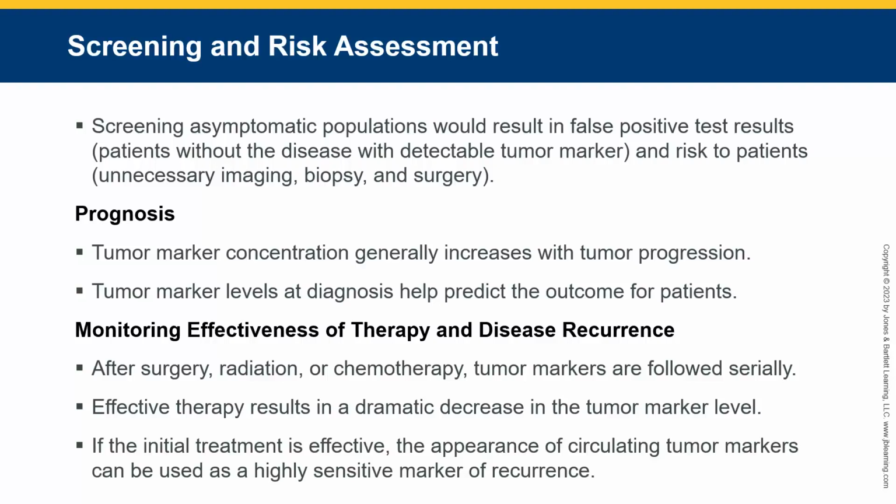Monitoring effectiveness of therapy and disease recurrence. So after surgery, radiation, or chemotherapy, tumor markers are followed serially. So there is a particular schedule that blood will be drawn to follow the effectiveness of the treatment. Effective therapy results in a dramatic decrease in the tumor marker level. If the initial treatment is effective, the appearance of circulating tumor markers can be used as a highly sensitive marker of recurrence.